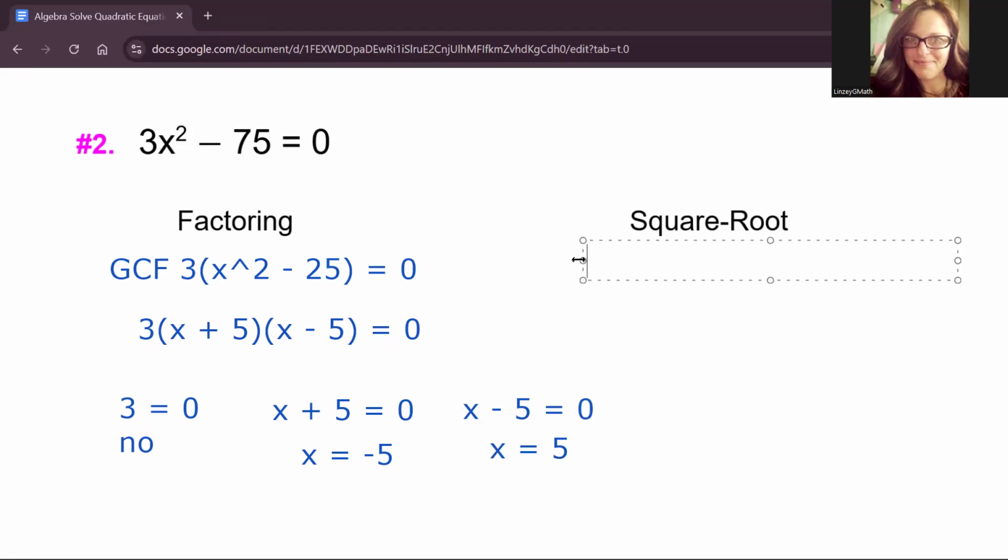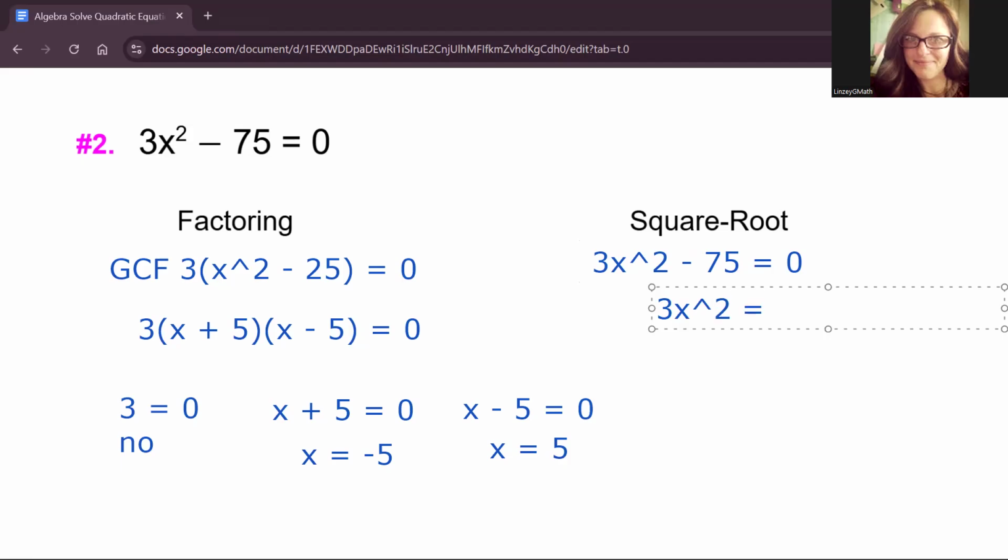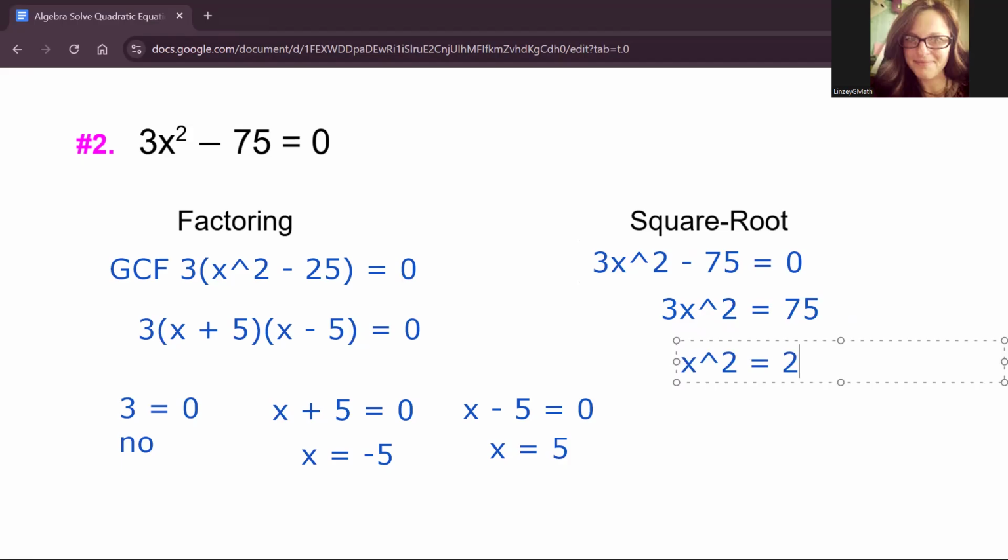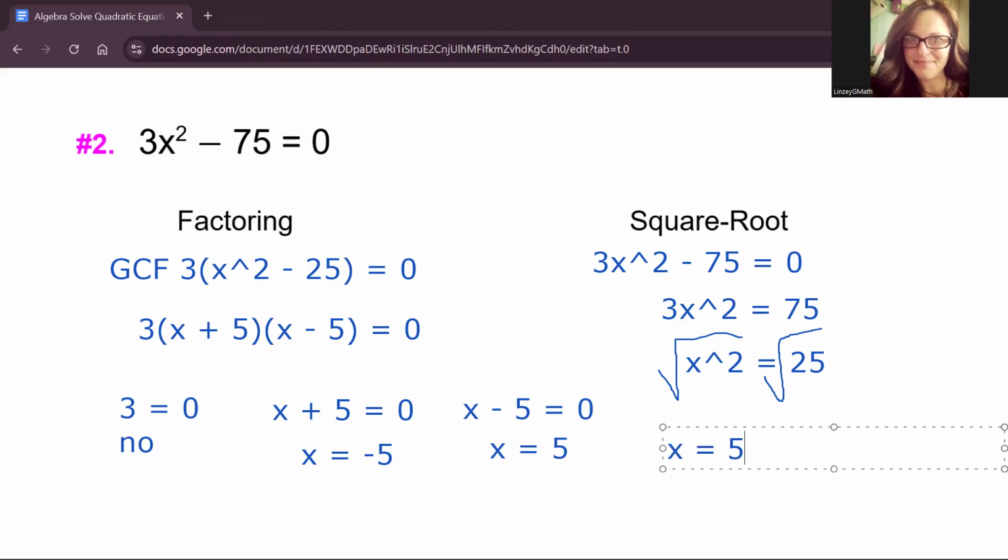Let's use the square root method. I'm going to add 75 to bring it to the other side, and then divide by 3. Then we'll take the square root to undo the power of 2. And when we take the square root, we get both roots.